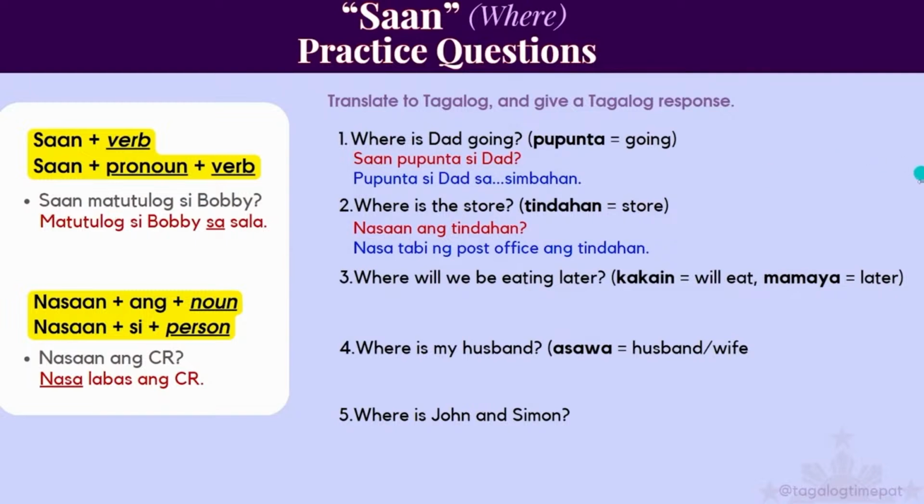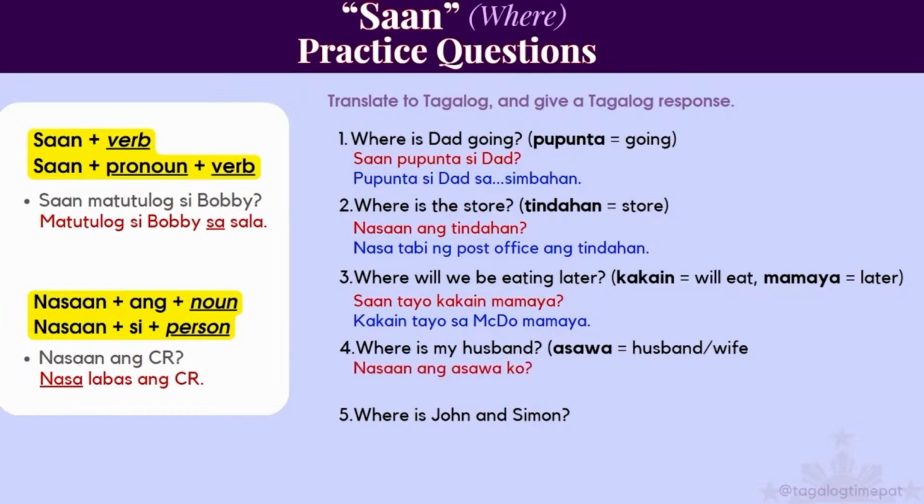Next, where will we be eating later? Kakain means will eat. Mamaya means later. Saan tayo kakain mamaya? So we have to use saan because we are talking about an action. Where will we be eating later? And then the pronoun just goes right after the question word. Saan tayo kakain mamaya? Your response, kakain tayo sa McDo mamaya. We're going to eat at McDonald's later. You ready? Let's go. You pay. Kakain tayo sa McDo mamaya.